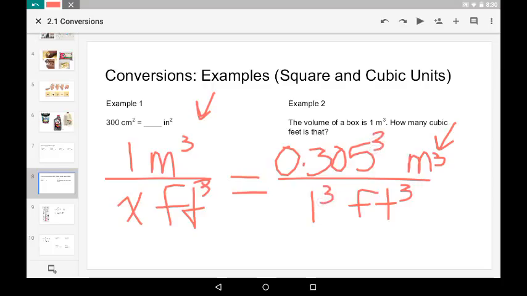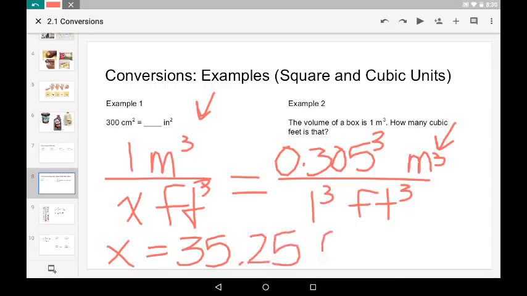That makes our units the same, so we can cross multiply. So X is going to be equal to 1 times 1 cubed, which is still just 1, divided by 0.305 to the exponent 3. So make sure you type that in your calculator properly, and if you're not sure how, make sure you ask me how to do that. Once you do that, you get an answer of 35.25 feet cubed. And this is approximately.